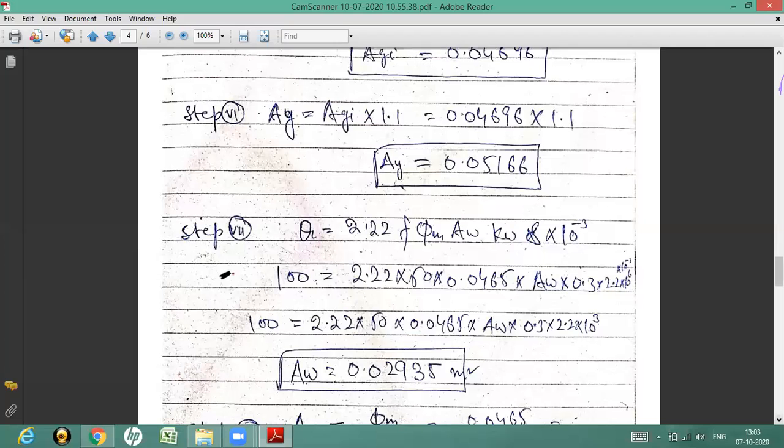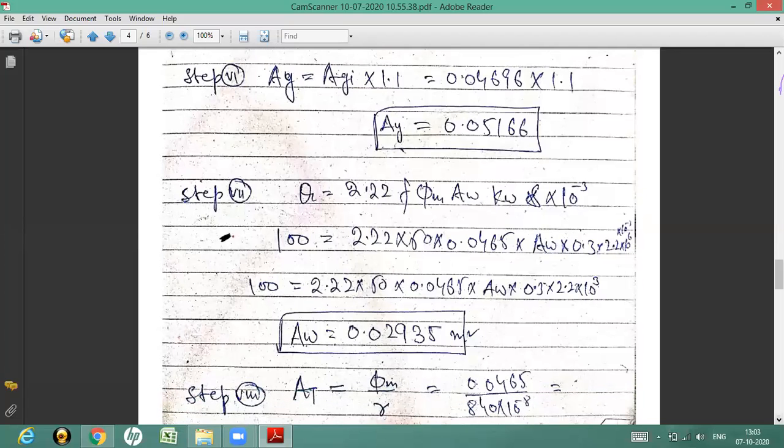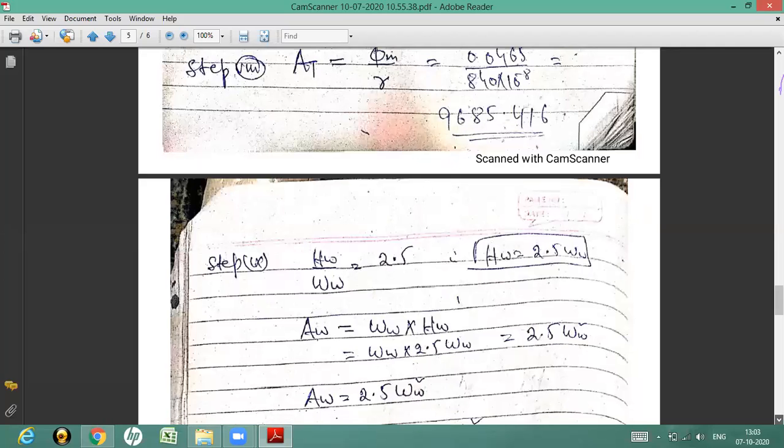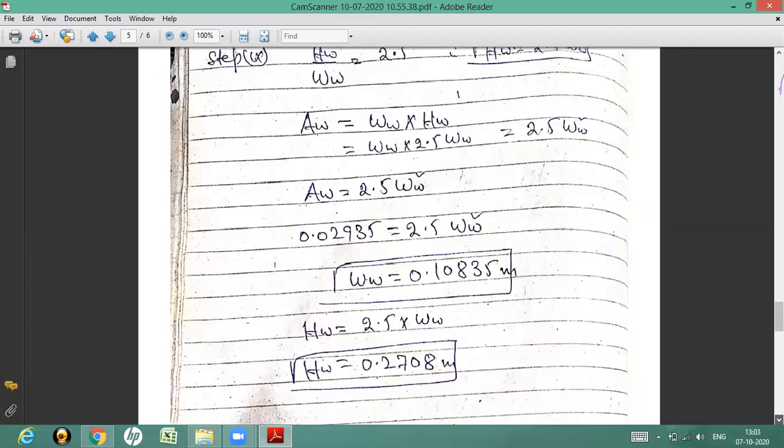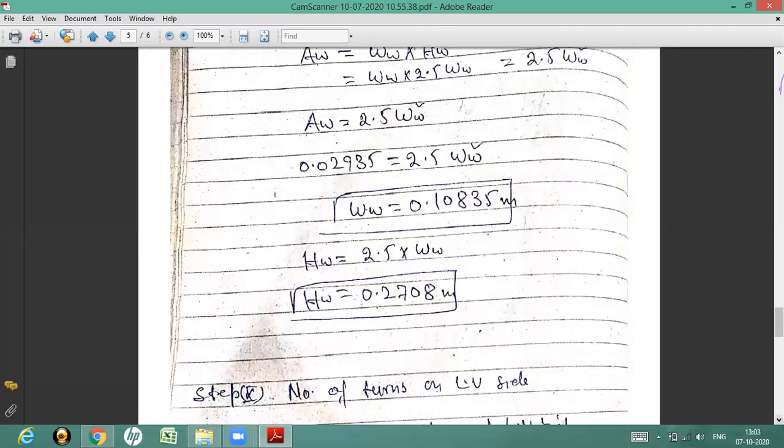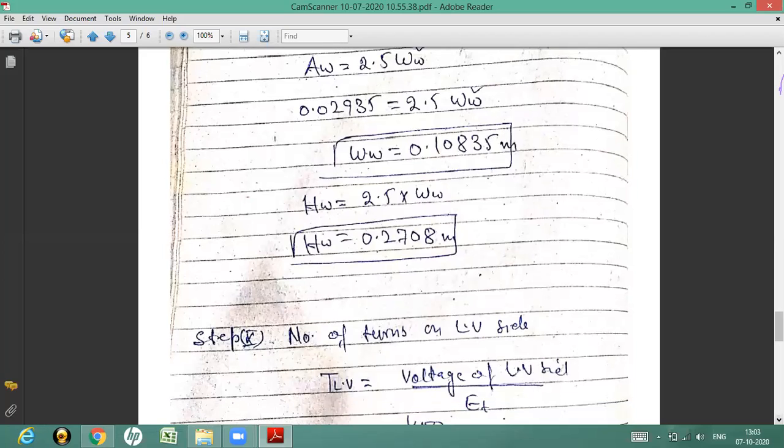Now proceeding towards the second part, we have to calculate the winding detail. Now for the winding detail, you remember your first step will be, we have to calculate the number of turns on the low voltage side, and the formula will be voltage on the low voltage side upon ET. So tell me, what is the value of TLV? That is turns on low voltage side. कितना आता है जी?